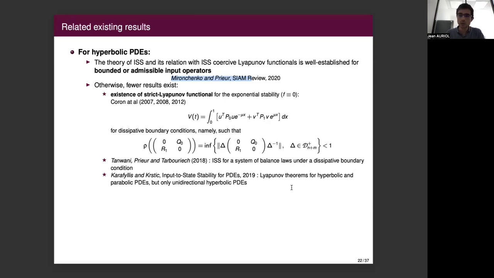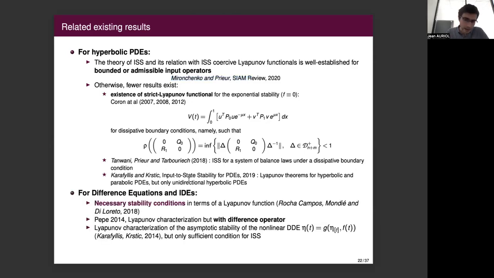Other results exist with ISS for systems of balance laws with other dissipative boundary conditions, Lyapunov theorems for hyperbolic and parabolic PDEs. I refer you to this book by Karafyllis and Krstic. And you have some converse Lyapunov results. Similarly, for IDEs, because we know that PDEs can be rewritten as integral difference equations, you have necessary stability conditions expressed in terms of a Lyapunov functional, in a paper by Rocha, Campos, Mondié, Di Loreto. You have a Lyapunov characterization with difference operators, a paper by Pepe, and a Lyapunov characterization of the asymptotic stability of some nonlinear difference delay equations.